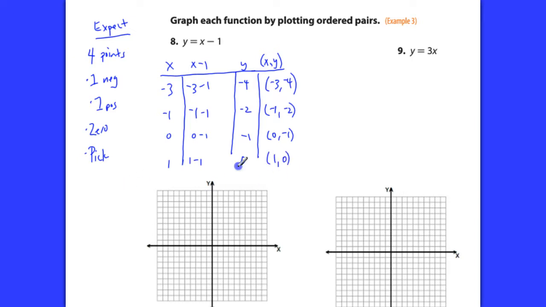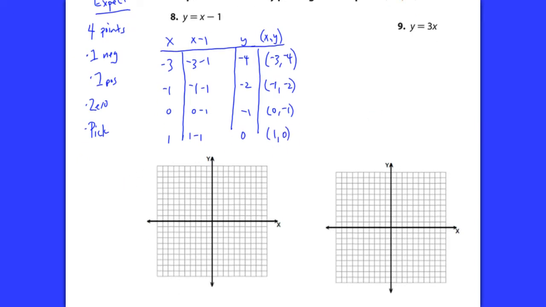The next thing we're going to do is plot those points on the grid. Let's plot -3, -4. Go from the origin, -3, 1, 2, 3, down 4, 1, 2, 3, 4. Plot -1, -2. It goes right there. Plot 0, -1, which is right there. And then 1, 0. Again, we could have picked other values for X, and these points should have remained in the same pattern.